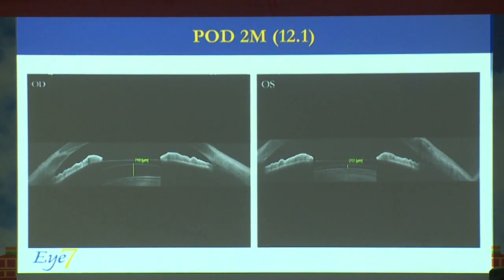Then we replaced it with one size lower. Just one size lower, 0.5 millimeter. And see the difference in the vault. The vault has come down to right eye 710, left eye 212. It's come to a lower vault than normal now. See the dramatic change? So this dramatic change will happen in smaller eyes. In bigger eyes, you may not find such a dramatic change.